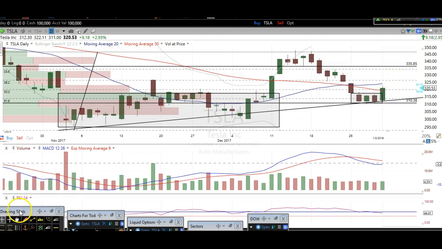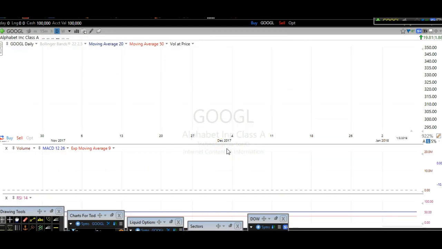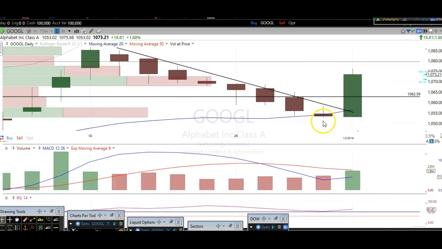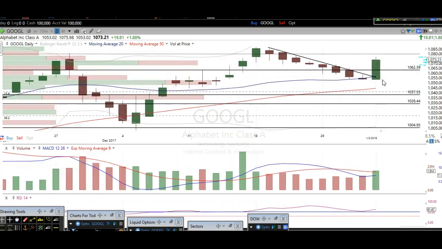The next one we're going to take a look at is Google. And Google here broke out of this little falling wedge right there. You can see clearly breaking over that trend line. We did so with some nice volume. We had a reversal candle here on the last session, and we have a bullish engulfing candle right here that engulfed the previous 1, 2, 3, 4, 5. Didn't quite engulf this one, so it engulfed the previous 5 sessions right here.